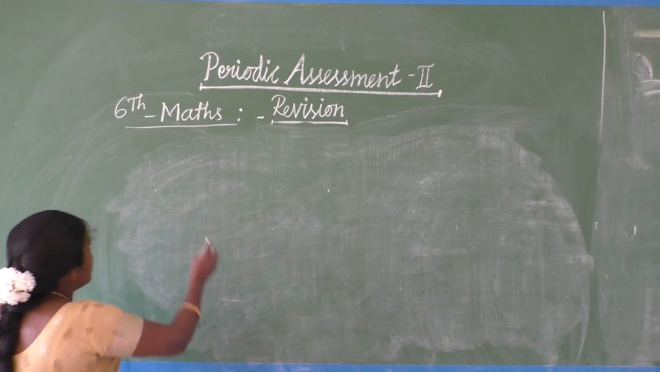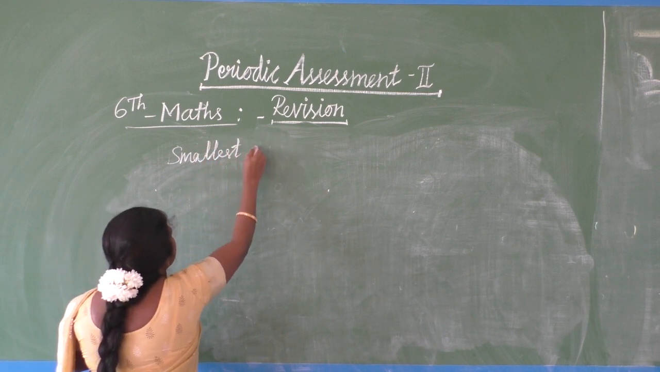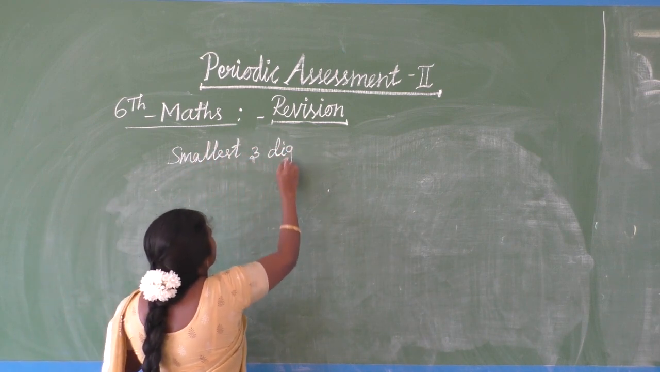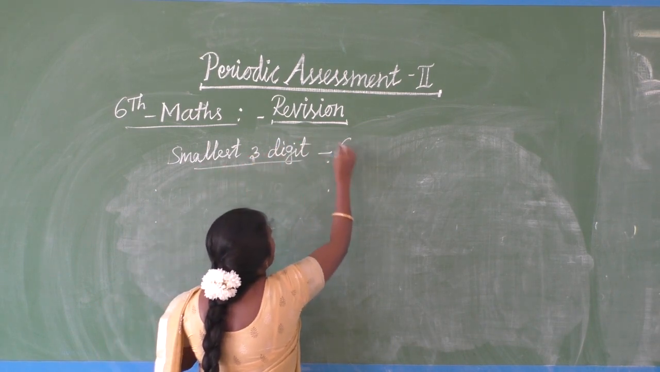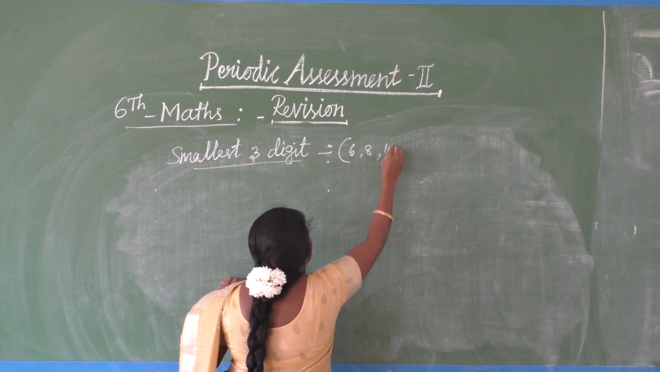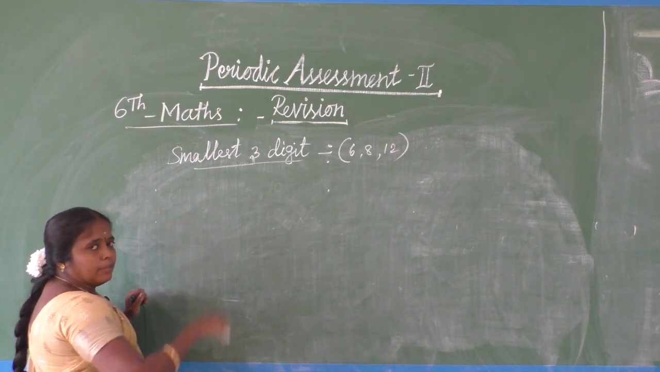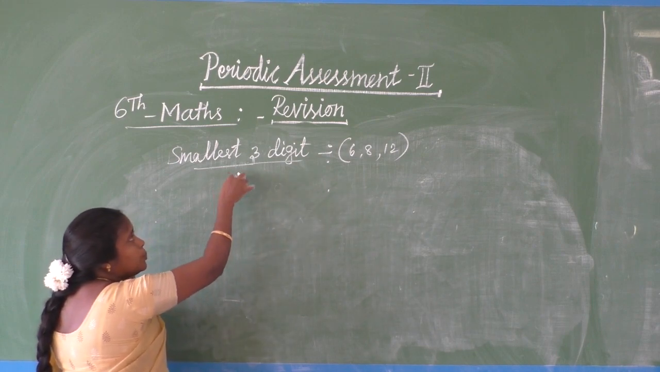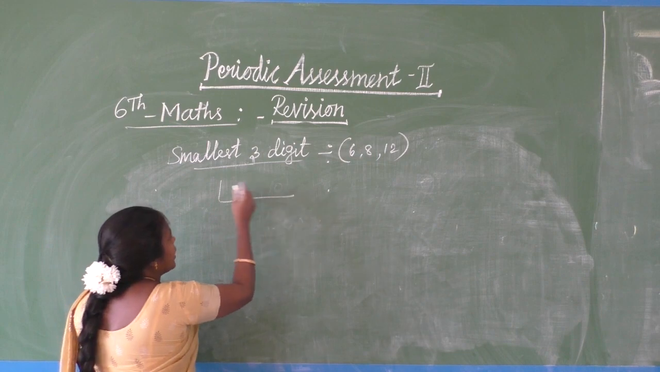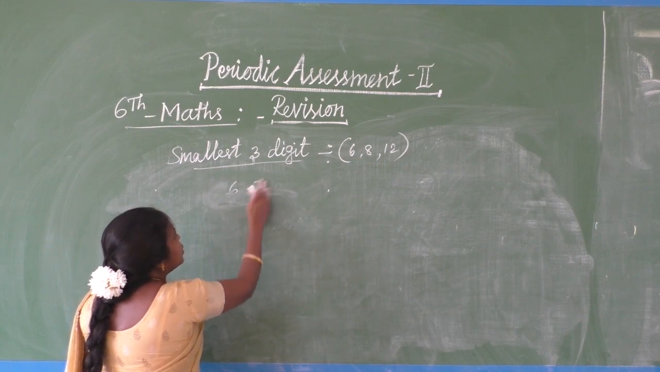So the smallest 3-digit number you have to pick up should be divisible by 6, 8 and 12 exactly. Means what is that number? This is the question. So it should be divisible by all 3 numbers. For that we have to take the LCM of those numbers. Take them separately, individually, and find.